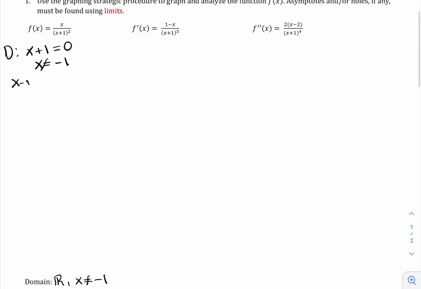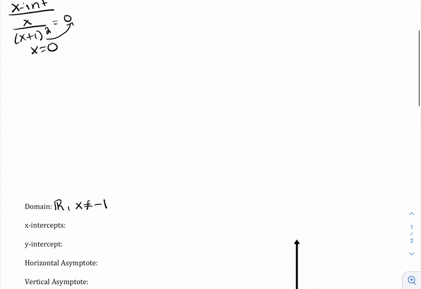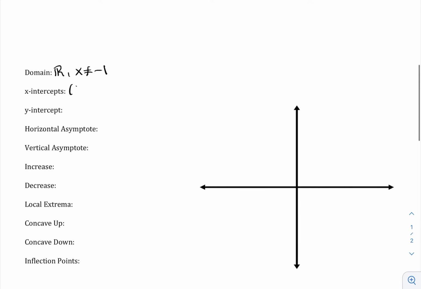The x-intercept: we take our function and set it equal to 0. We bring the bottom over. Anything times 0 is 0. We get x is equal to 0. As I've said previously, I personally always like to write it in point form.